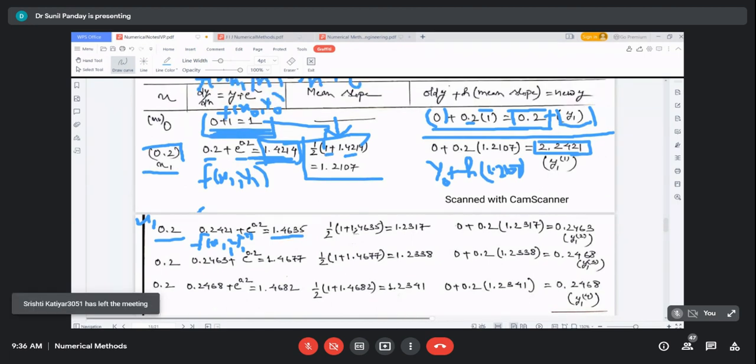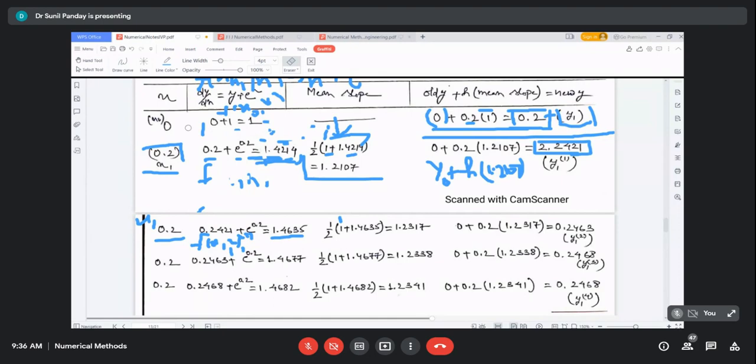Again we have to take the mean slope. In the mean slope, you know that the first always remains f of x naught y naught. So it means we again write the value.